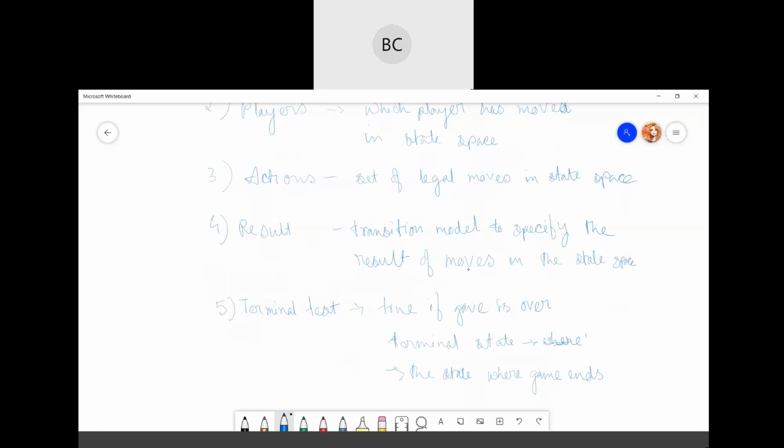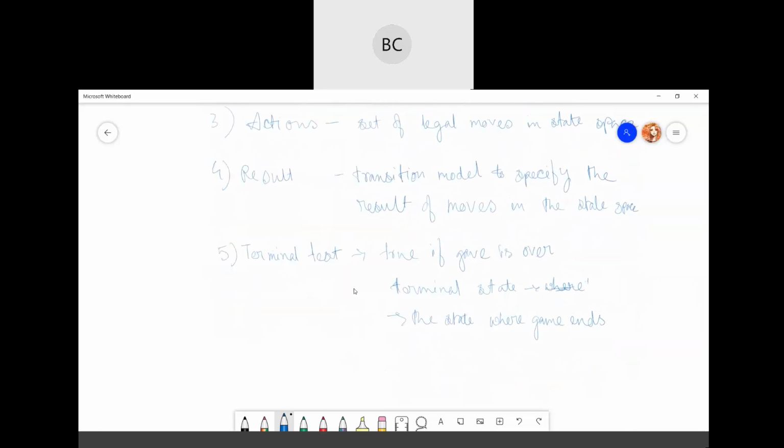The last point is the main thing, which is your utility. The utility function gives you the final numeric value for a game that ends in a terminal state. Okay, suppose I write it like S and P, then it will provide the utility value of the state S and the player P. This is the player and this is the state. So it gives the final numeric value.